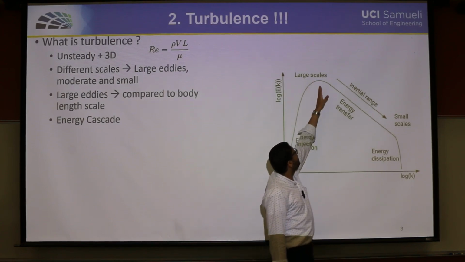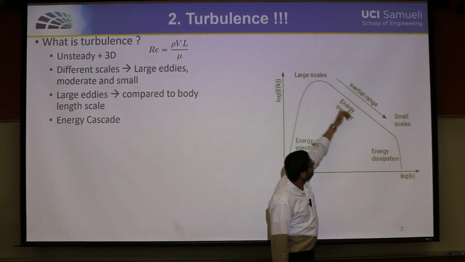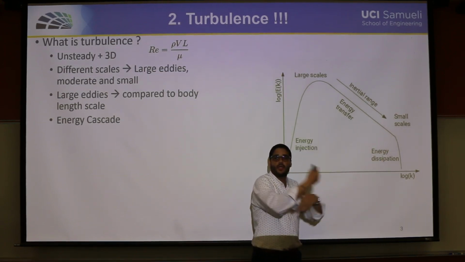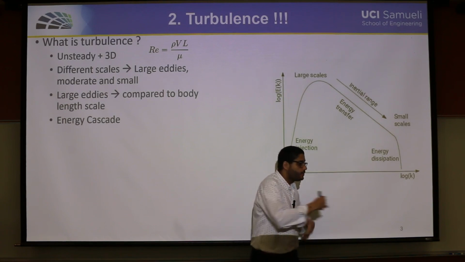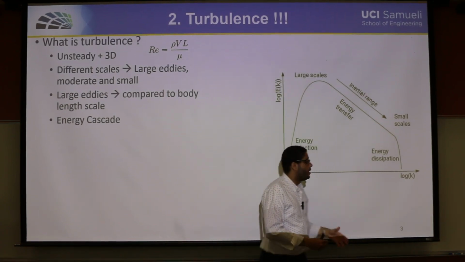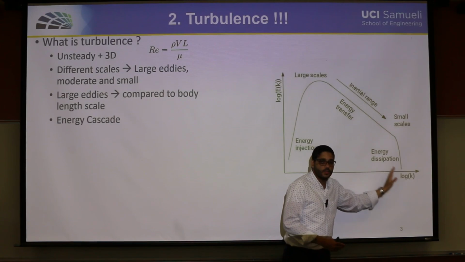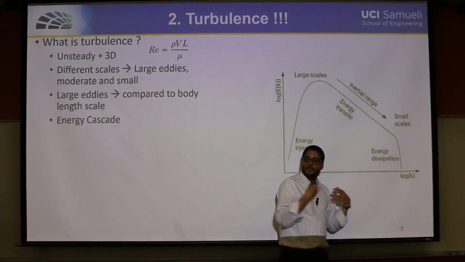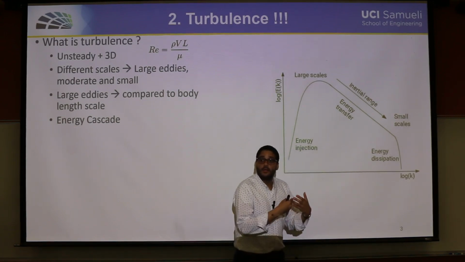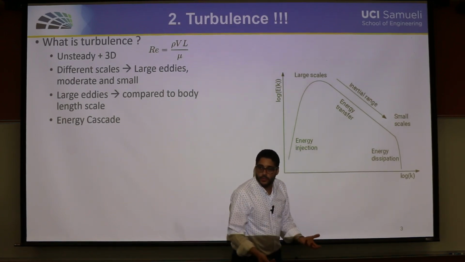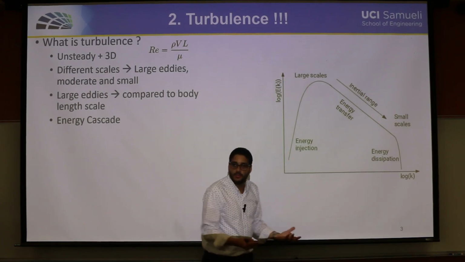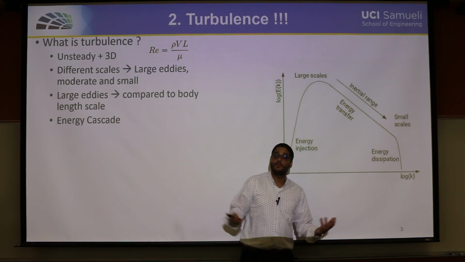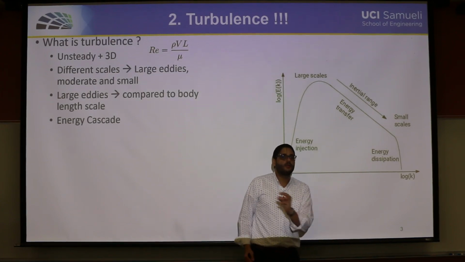And those large scales transfer the energy to the smaller scales, and this energy transfer keeps going and going, which means that as you have smaller and smaller scales, you are injecting kinetic energy into those smaller scales till they dissipate. What dissipates all of that kinetic energy is just the thermal energy at the very tiny scales.